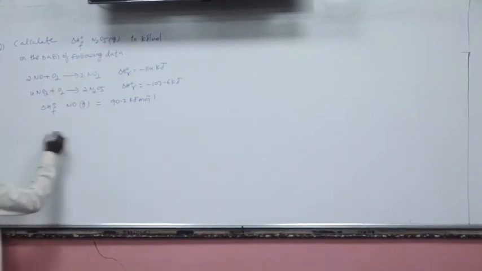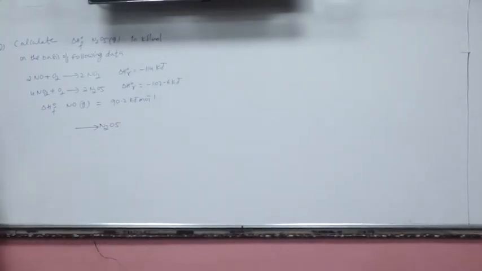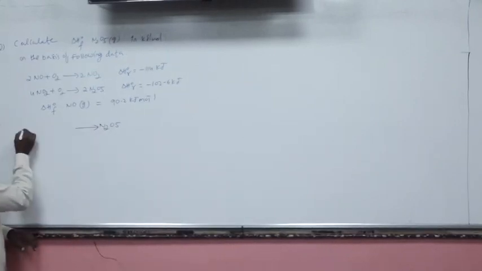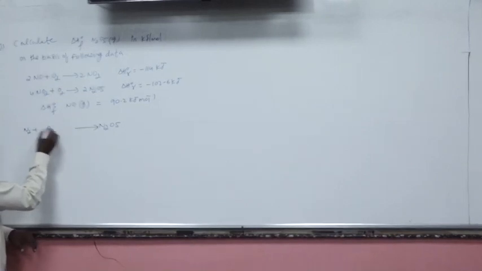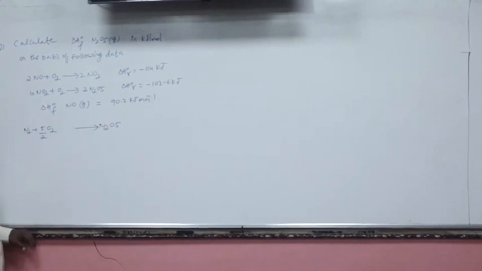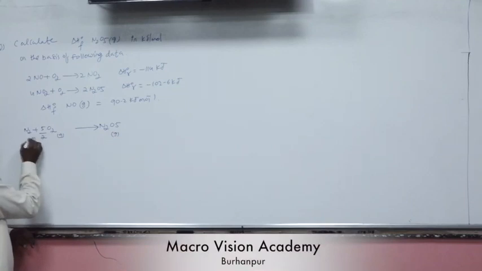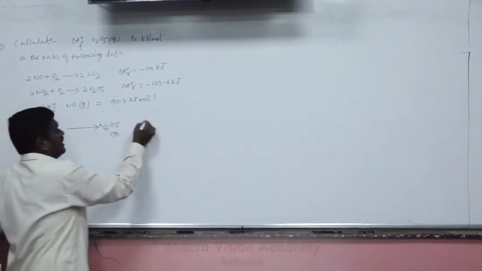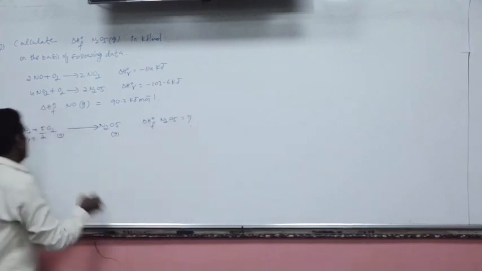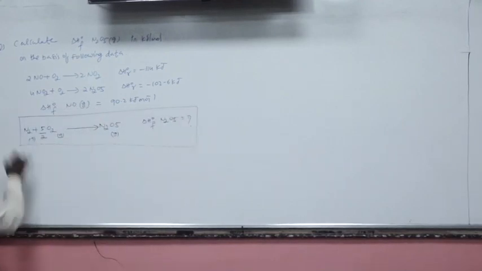First of all, we have to write the enthalpy of formation of N2O5. What is the enthalpy of formation? 1 mole of a compound is formed from its constituent elements, dinitrogen and dioxygen. For balancing of oxygen, N2 plus 5 by 2 O2 is equal to N2O5. So this is the standard enthalpy of formation of N2O5. Now this is our question. How to calculate the standard enthalpy of formation?